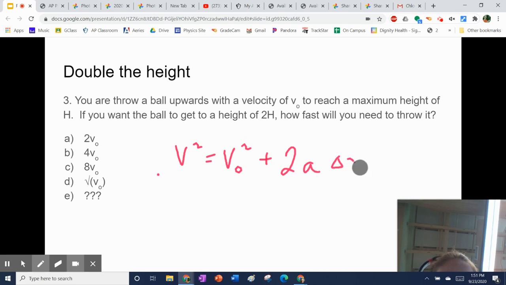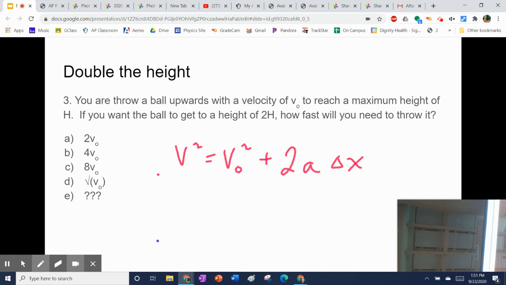Okay, so here we have my equation that I would like to use. What do you want me to do first? Adelaide, what do I do first? I'm not sure. I don't know.